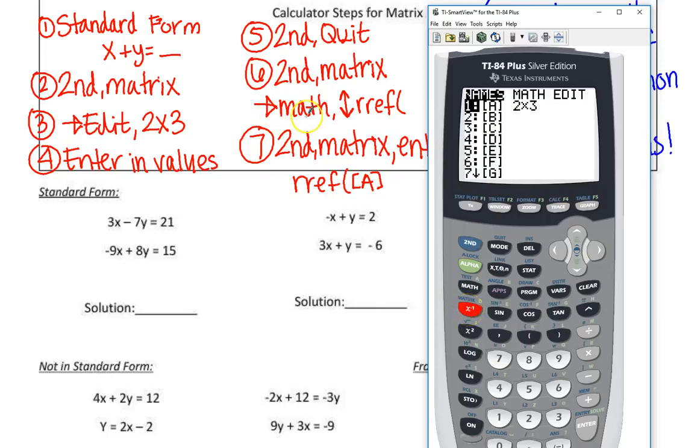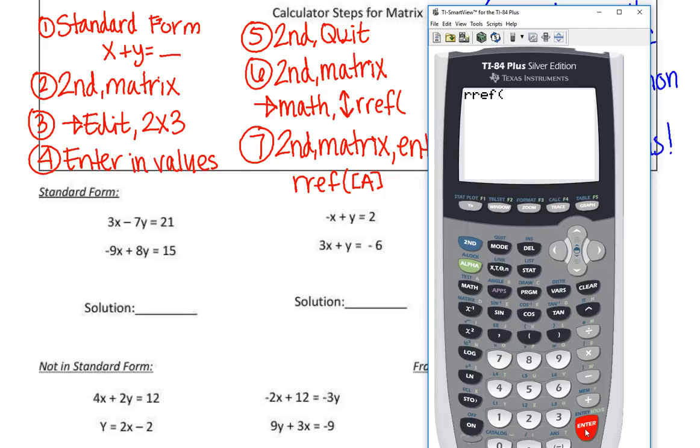I'm going to go right to math. So math is right there. So go over there. And then up or down to RREF. So I'm going to go up, but you can also go down to get there. And I have RREF with the parenthesis. There's one that's just 1 R. We need the one that's 2 R's. Okay? And then hit enter. And it looks like that.